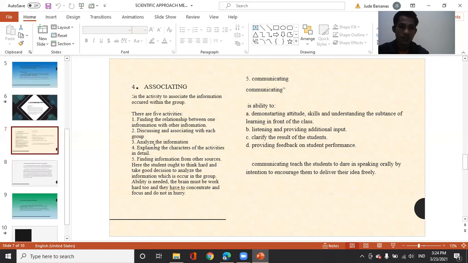It means the students must be able to share their ideas in their group to know and search for the true answer. And then number three, analyze the information.